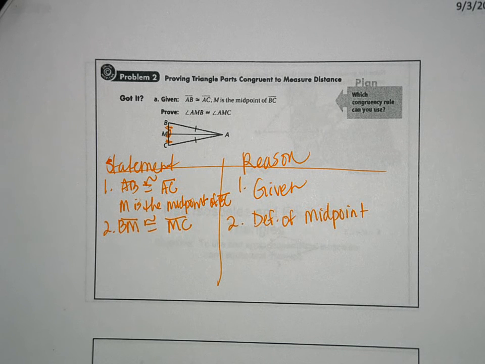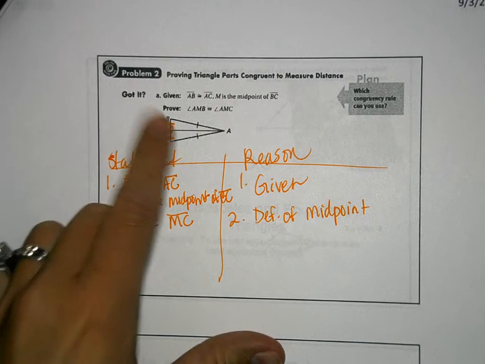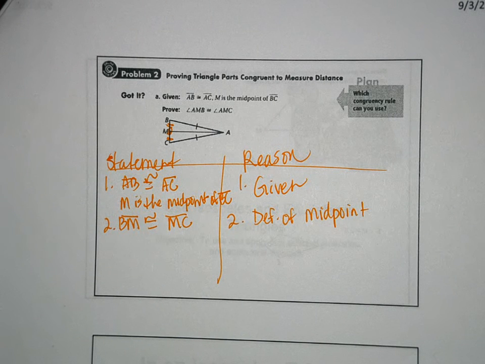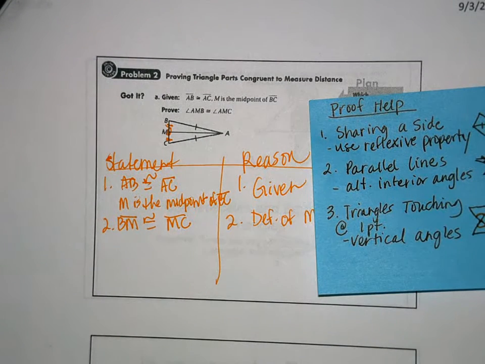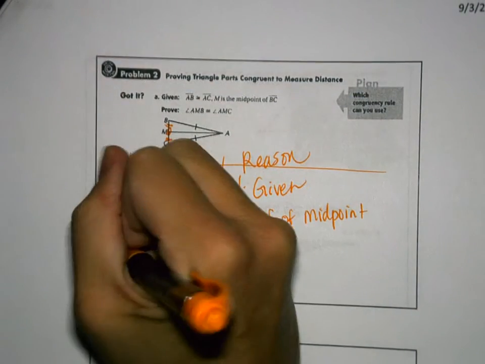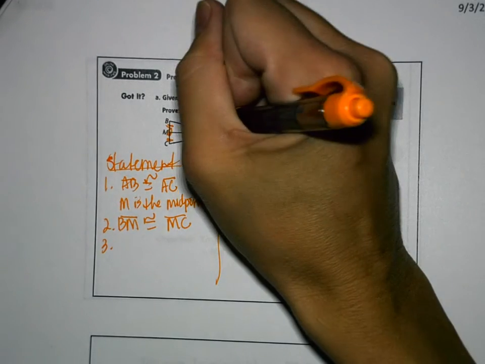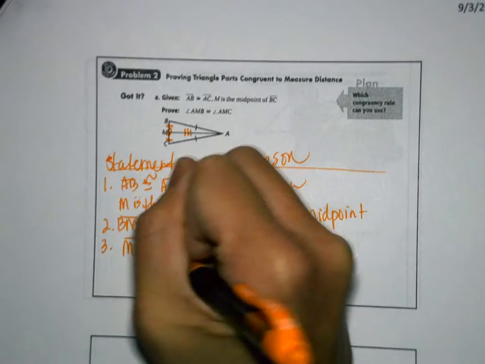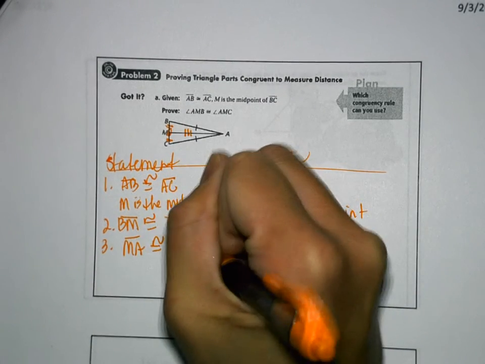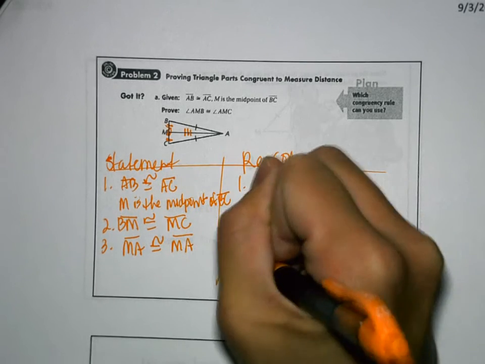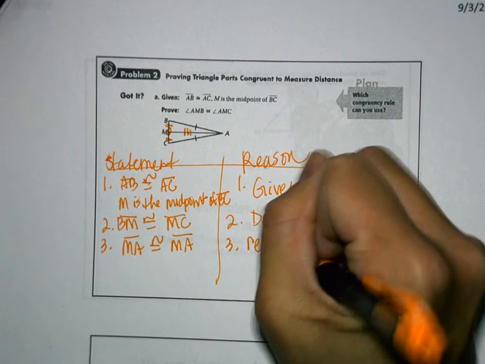Okay, so now I know that this line is equal and this line is equal. What do you notice about these two triangles? They share a side. Going back to our proof help, what happens when they share a side? Good. Okay, so number 3. The side that they share right here is the MA. So we're going to say MA is congruent to MA, and that is reflexive property.